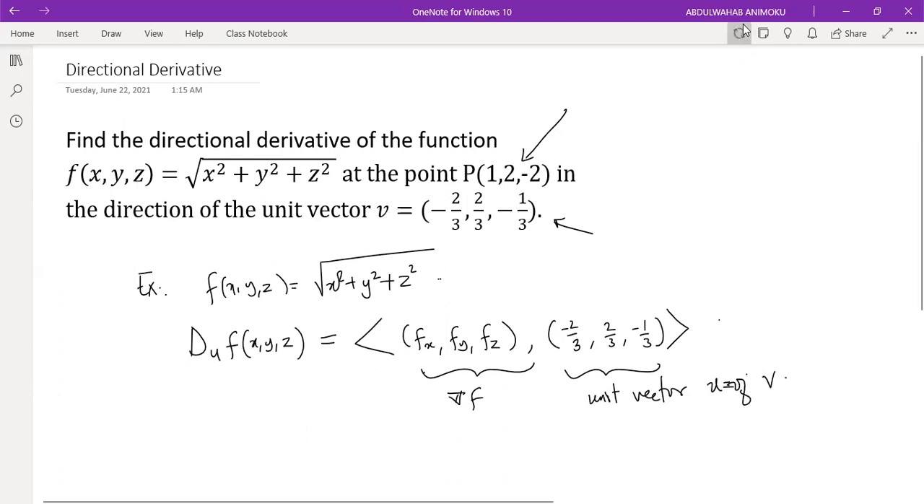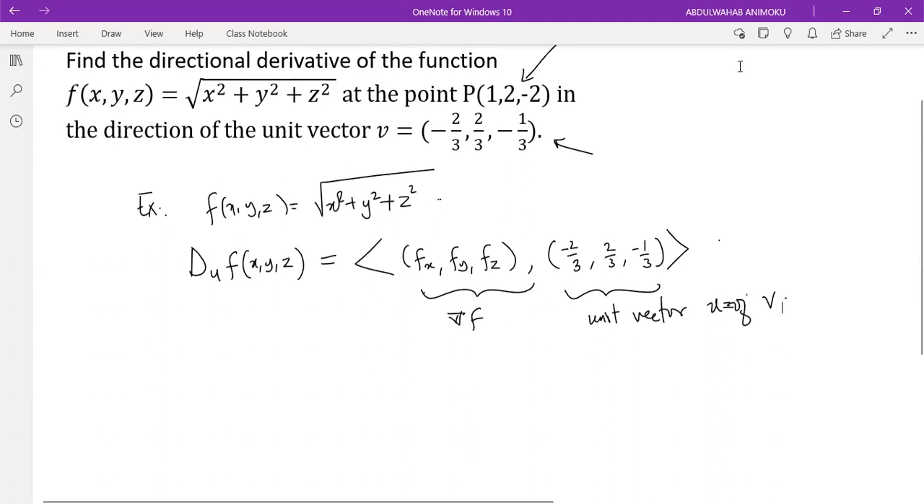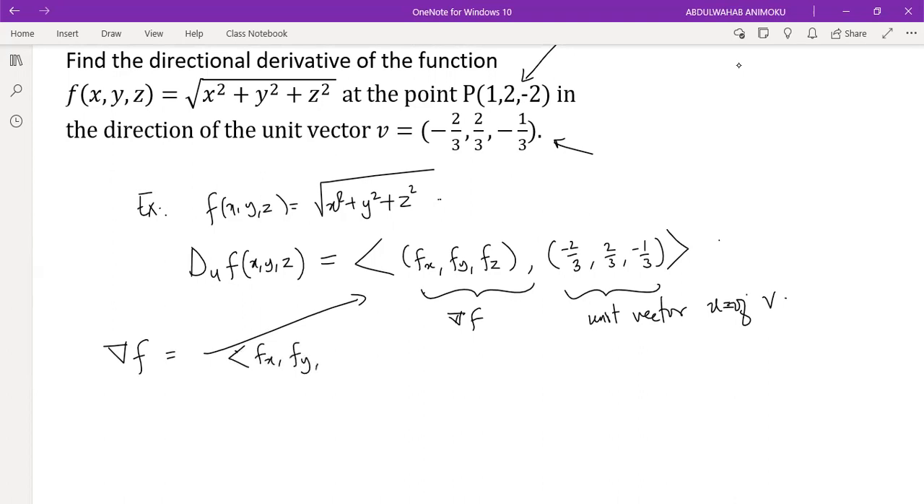Okay, so let's say in this problem we have a vector v, which is not a unit vector. The first thing that we have to do is convert it into a unit vector before we use it in this calculation. So let's just get started. First thing, we have to calculate the gradient vector. So how do we calculate this? Like I said in this formula, we basically need to calculate fx, fy, and fz. So let me use this notation for the vectors.